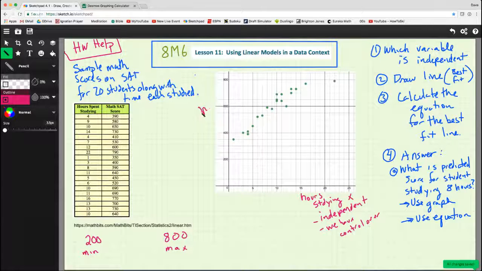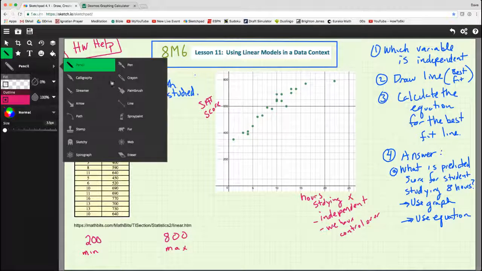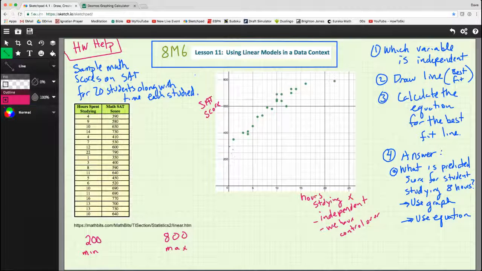No, it's not ours. This is our score, our SAT score. And we've done some techniques to find our best fit line. I'm going to go ahead and draw it for you, what I've found to be a very good estimate, which is this one. Okay. So that's a pretty good fit line.